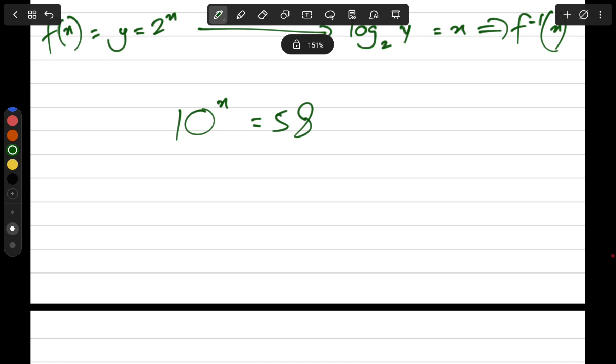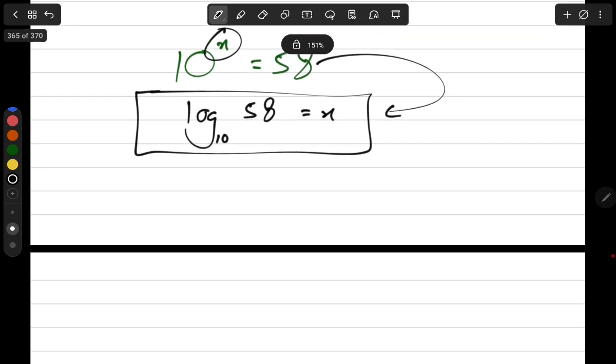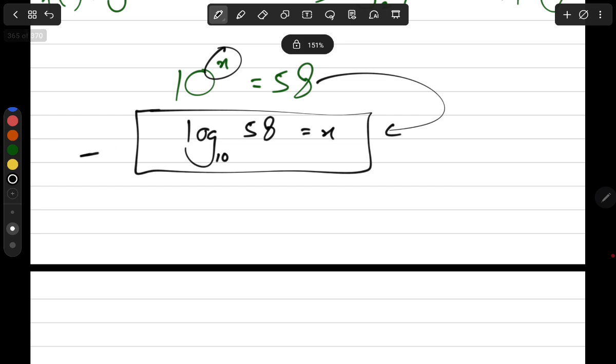Instead of writing 10 to the power x is equal to 58, I can rewrite this in an inverse form, that is going to be log 58 to the base 10 is equal to x. Now, you do understand that you can convert this form into this form and find the power. However, you are now going to ask me, how do we compute this log 58 to the base 10? So, we haven't actually calculated anything yet. We have simply written the answer correctly. That's already progress so far.